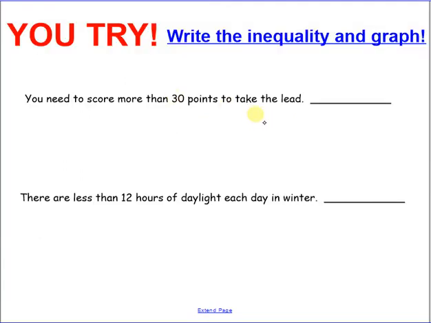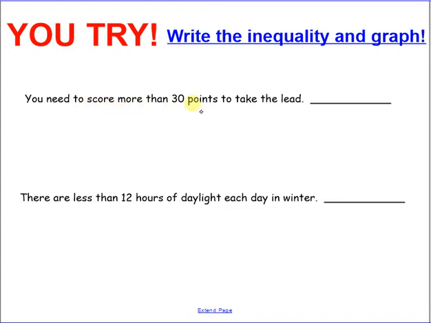Okay, so for these, I know it says you try, but I'm actually going to do the first 2 with you, and then you can try the other ones. Our directions are write the inequality and graph it. So we're going to write the inequality over here, and then we're going to graph it below. And I'm going to show you a quick and easy way to graph inequalities without having to make a million different numbers on the number line.